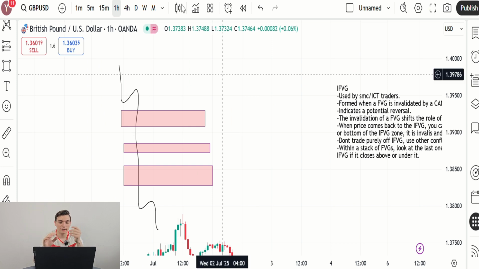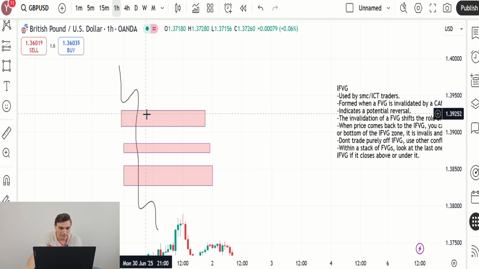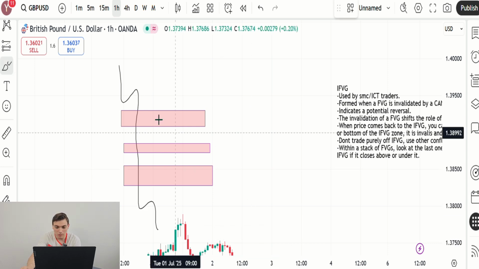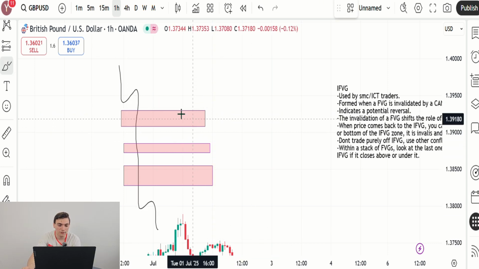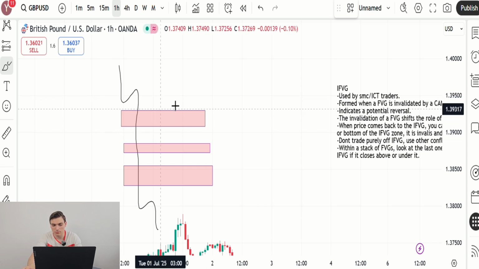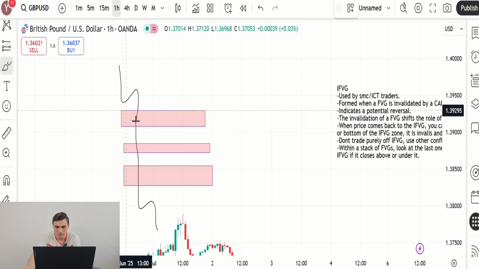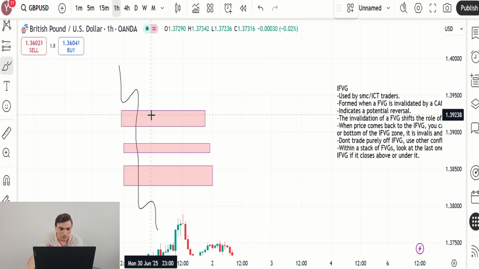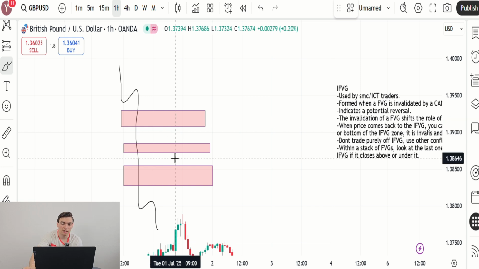Okay, for example, right here, we have a stack of fair value gaps, right? We have 1, 2, 3 fair value gaps. We look at the last one that was formed, and by that, I mean like the first one, so the last one, okay? This was the last one, or the first one that was formed, however you want to take it. Only if this one here gets invalidated, then it's considered an inverse fair value gap.